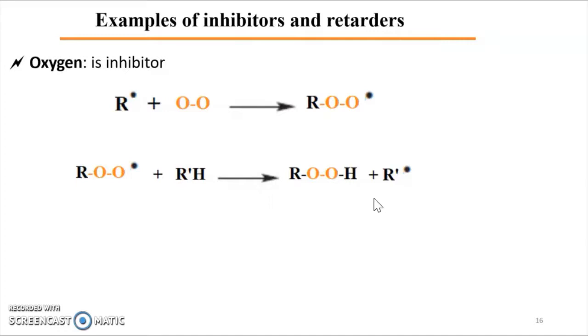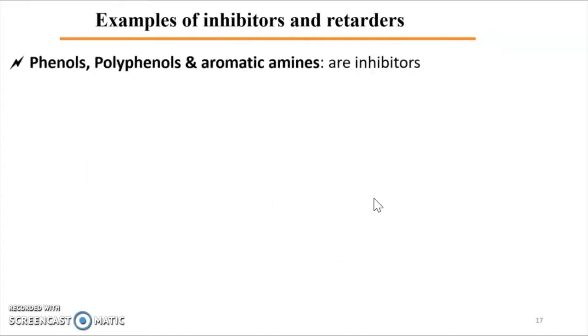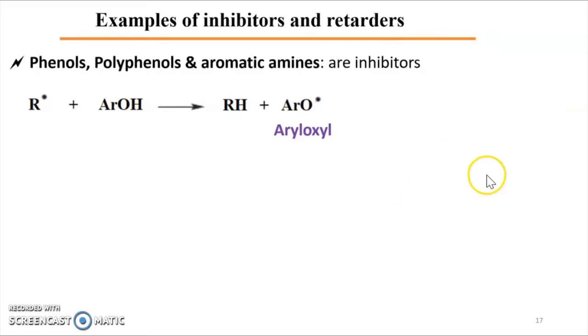Another example of inhibitors: we have the phenols, polyphenols, and aromatic amines, which are also considered inhibitors for radical polymerization. They react with the radicals in the medium by abstraction of hydrogen, giving rise to aryloxyl radicals whose reactivity is too low to efficiently reinitiate polymerization. So here we have total inhibition of the polymerization until consumption of the quantity of inhibitors present in the medium.